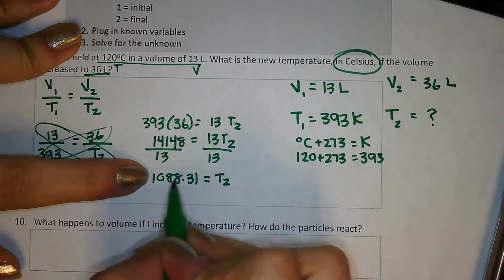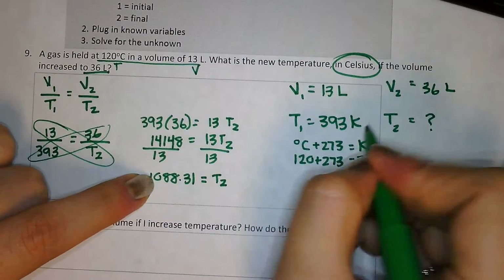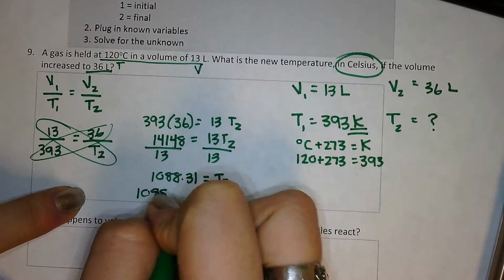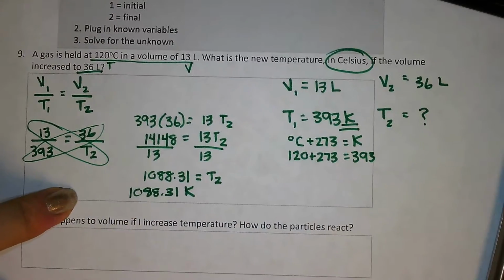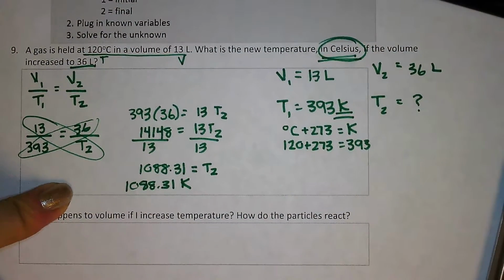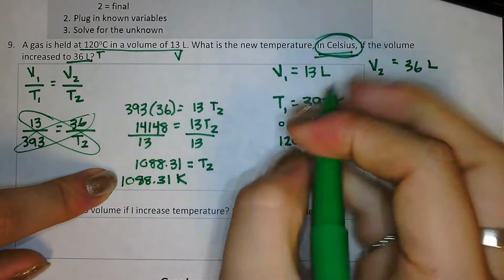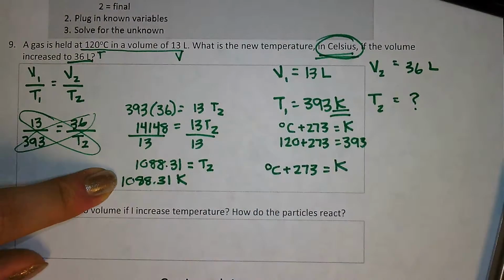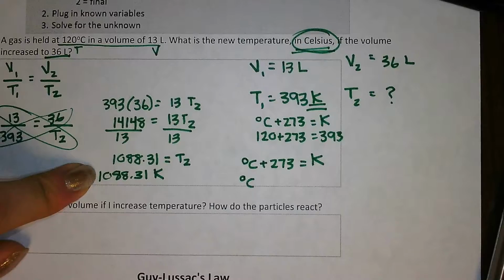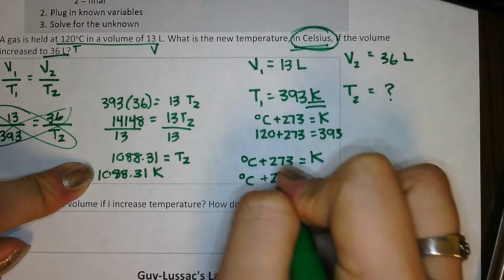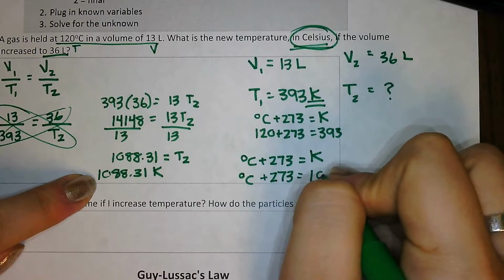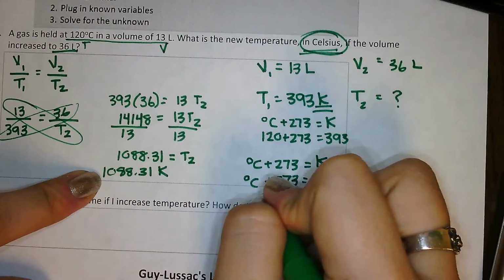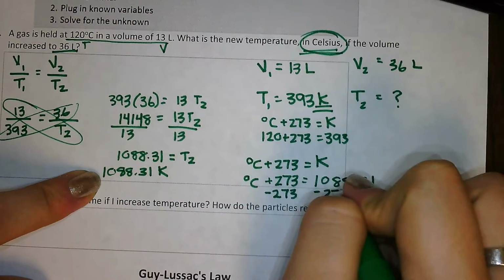Now, remember, this is solving for Kelvin. That is a unit that we started with. So T2 is 1088.31 Kelvin. But the question is asking for Celsius. So you have to convert this back into Celsius. And you use the same equation. Degrees Celsius plus 273 is equal to Kelvin. If you are solving for degrees Celsius, you leave that as degrees Celsius, plus 273 is equal to Kelvin, which we said was 1088.31. If I want to get Celsius by itself, I have to subtract 273 from both sides.